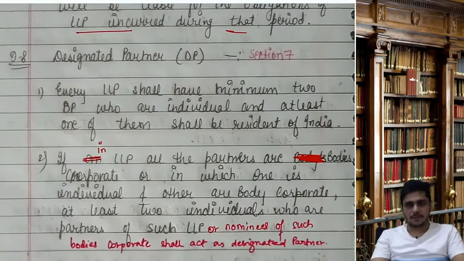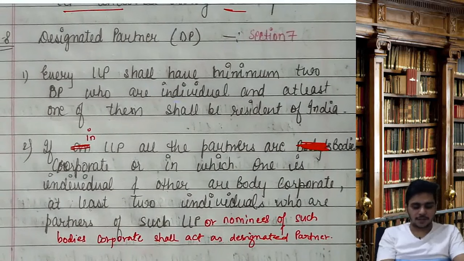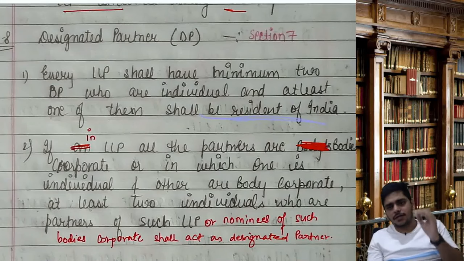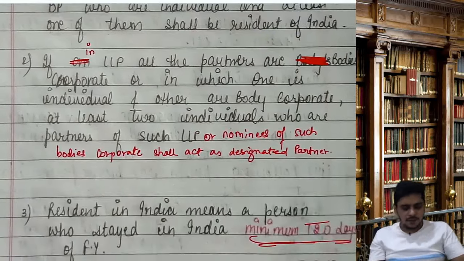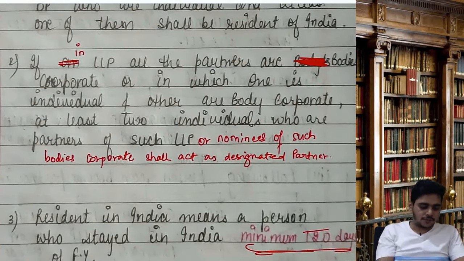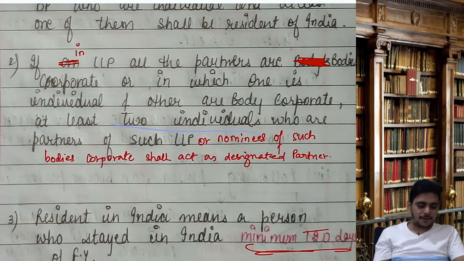Sir, designated partner. What is it? Every LLP shall have minimum two designated partners who are individuals, and at least one of them shall be a resident of India. If in an LLP all the partners are body corporate, or one is individual and the other is body corporate, then at least two individuals who are partners of such LLP or nominees of such body corporate shall act as designated partners.